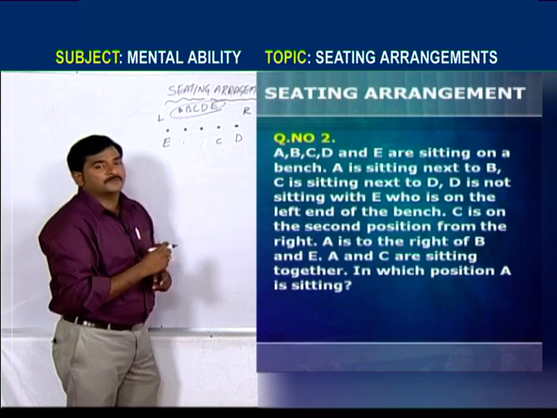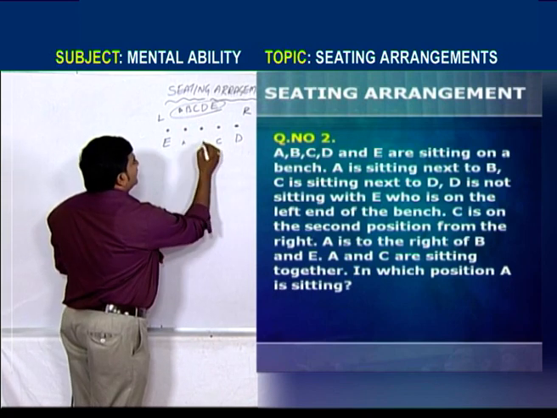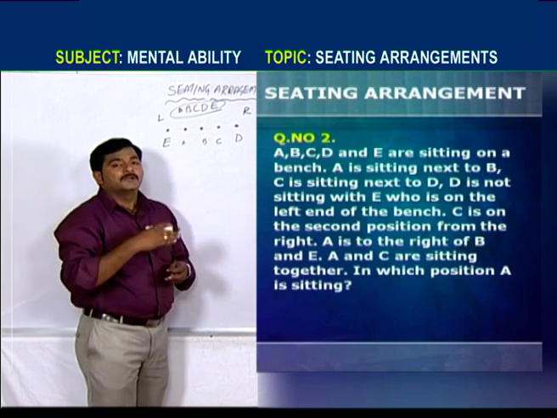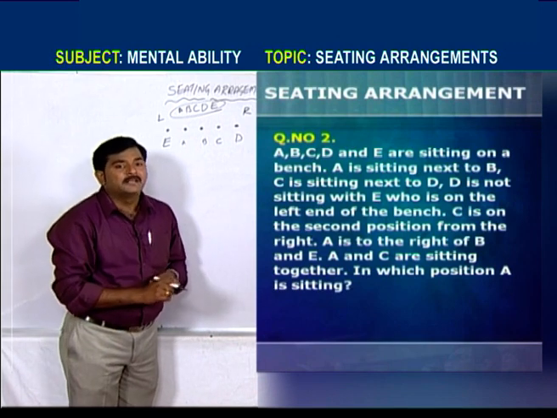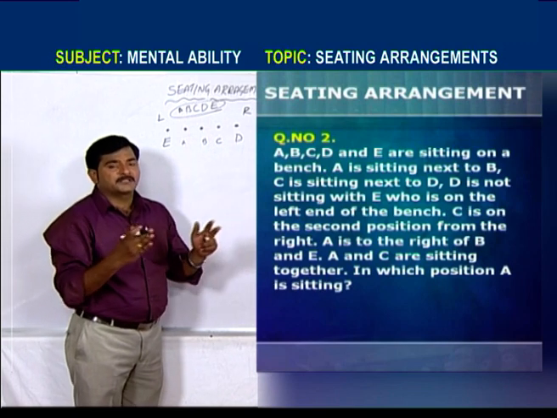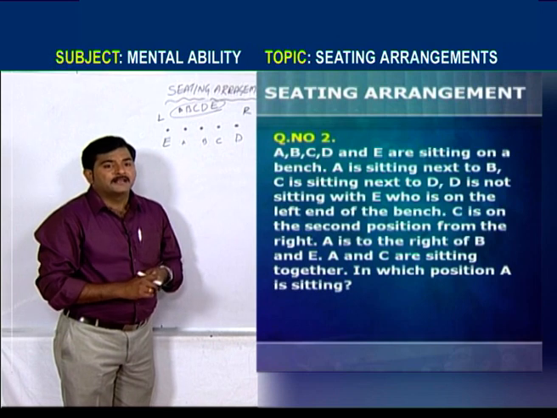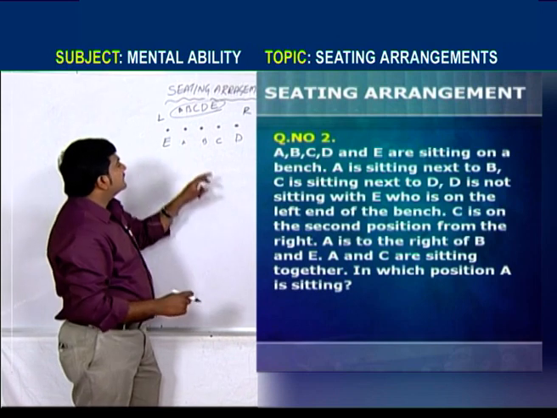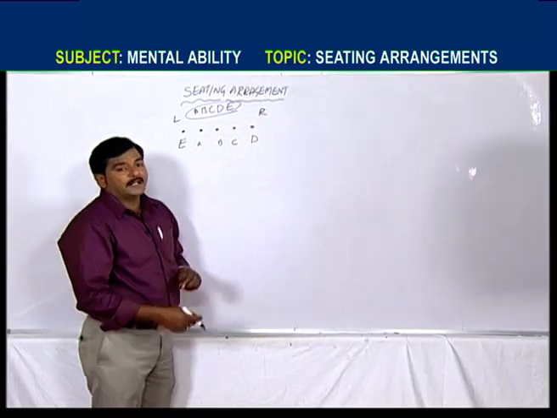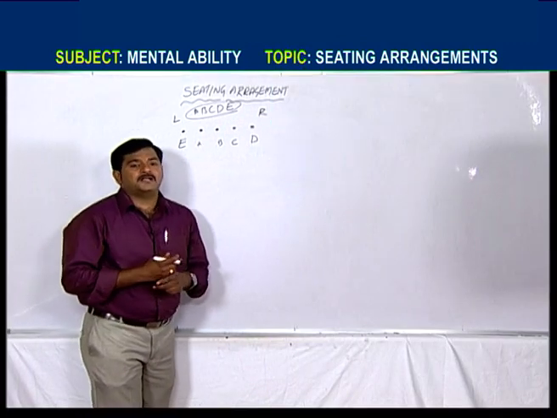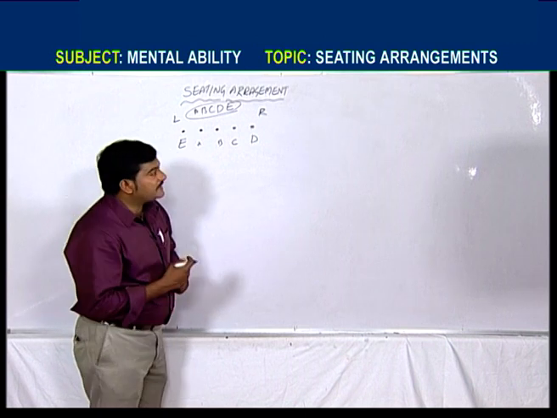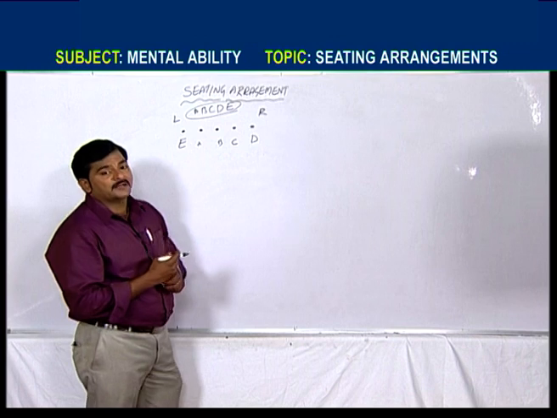Okay, we will discuss one more condition. For example, I am taking A and B. We will discuss whether it is true or not. Okay, so now the next indirect condition he mentioned here, C is sitting next to D, which means they are sitting together, and D is not sitting with E. See, observe here, D is not sitting with E. Okay, it's clear. And who is on the left end of the bench? E. C is on the second position from the right.